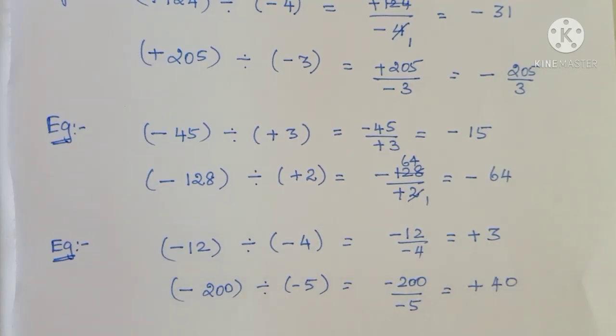Now we are going to recall the concept you learned. So in division of integers we are using only 4 concepts. First one, plus divided by plus: a positive integer by a positive integer you will get only positive. Similarly, a positive integer by a negative means you will get negative. Negative by positive is negative. Both negative means you will get positive.